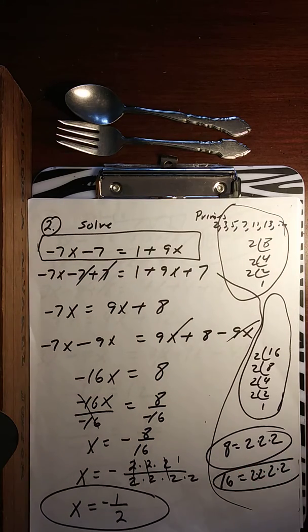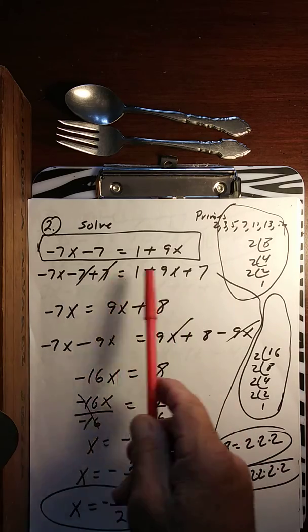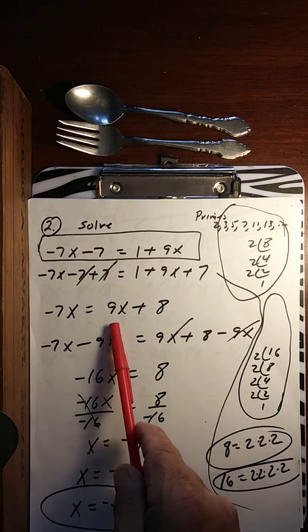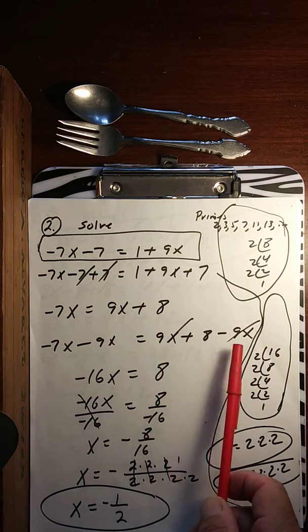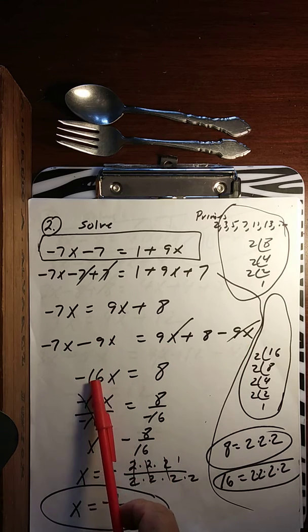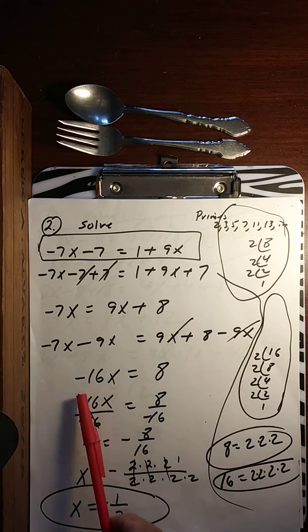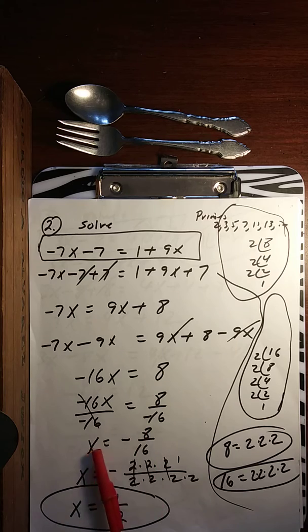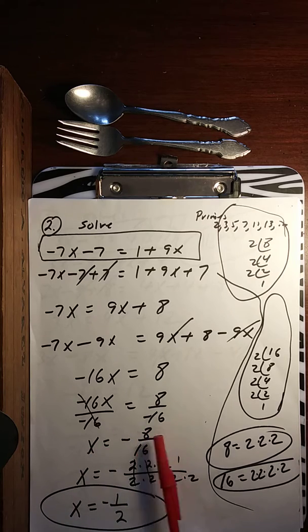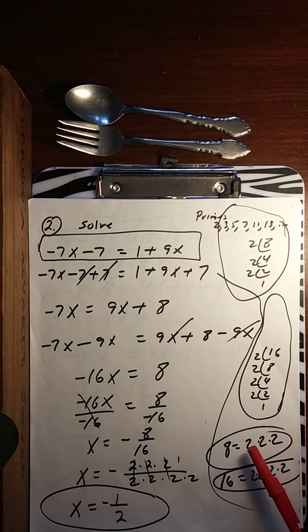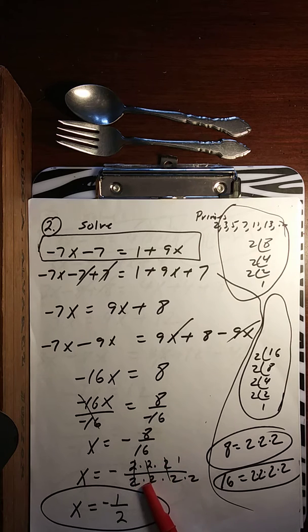Solve this. Add 7 to both sides. These cancel out. So you have negative 7x equals 9x plus 8. Then minus 9x is going to be negative 16x equals 8. Divide by negative 16, divide by negative 16. That's going to give you 8 over 16. If you factor those, 2 times 2 times 2 times 2 is 16, and 2 times 2 times 2 is 8 up here. Cancel these out. What's left over is 1 over 2 with a negative sign, negative 1/2.